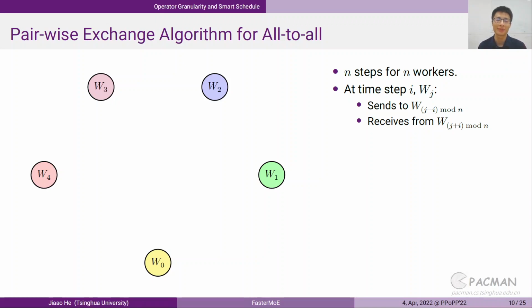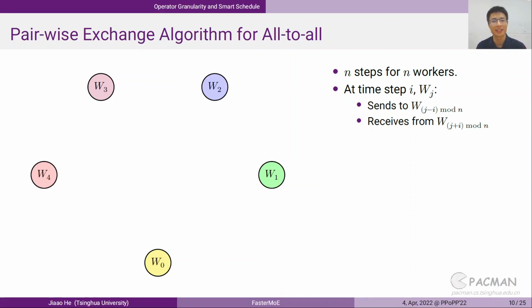Here, let's take a minute and have a look at the pairwise exchange algorithm for O2O. It involves n steps if we have n workers. At time step i, worker j will do the following things. It sends the data to worker j minus i, and it receives data from j plus i.